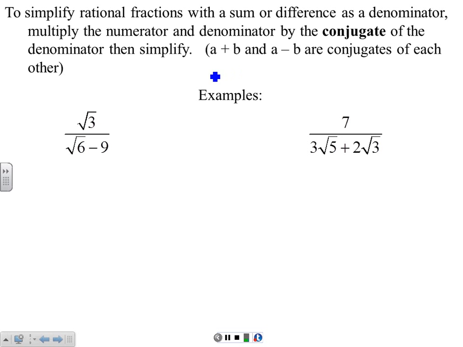So what I want to do is I need to get rid of this radical in the denominator. That's breaking one of those rules. You cannot have a radical in the denominator. But since it's a part of a group, instead of just multiplying the top and the bottom by the square root of 6, I've got to multiply by the conjugate, which is the square root of 6 plus 9.